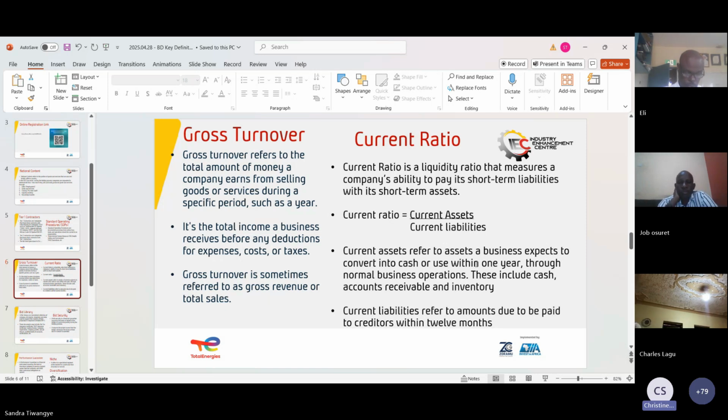But if your current assets are less than your current liabilities, it means that the current ratio will be less than 1, which is an indicator that you are not able to clear your current liabilities, which can be a problem for the company. So this is one of the ratios that needs to be monitored for the financial health of your business and for decision making.